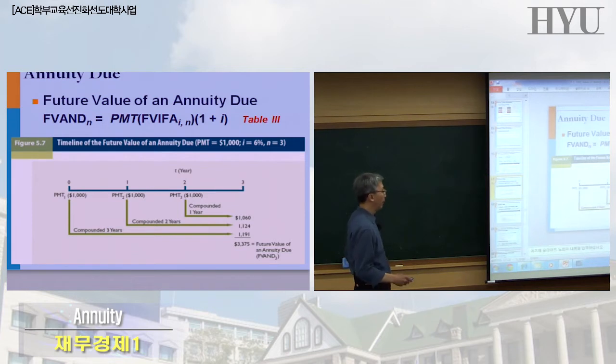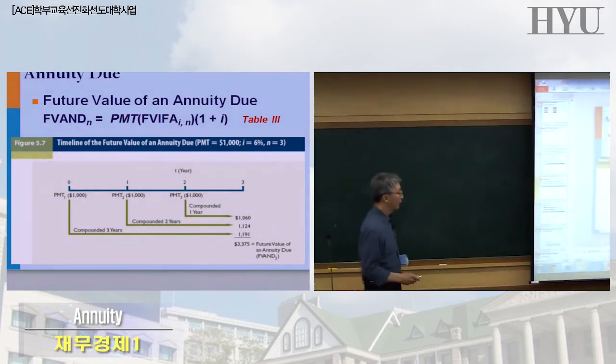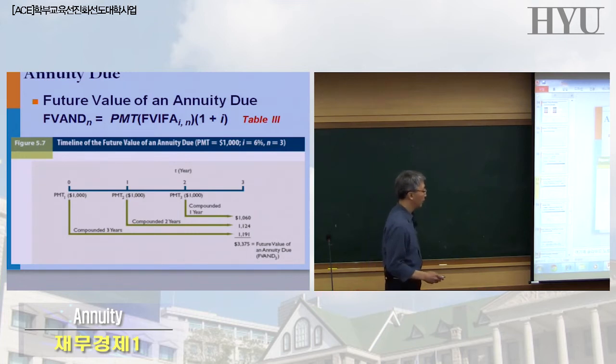Okay? Annuity due, on the other hand, earns interest from the beginning, right? So the first payment, $1,000 here, earns the interest for 3 years. Okay? And the second payment earns the interest for 2 years, and the last payment for 1 year.